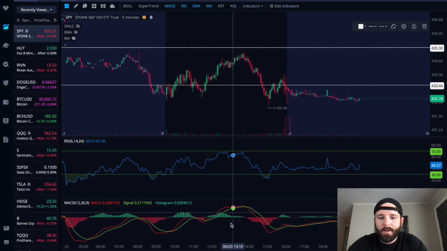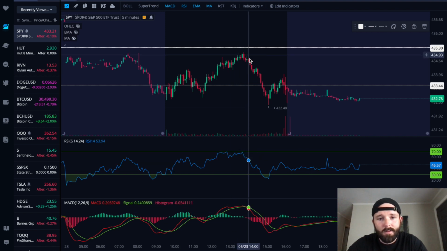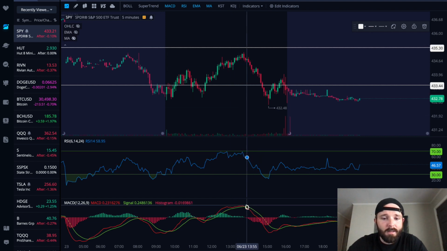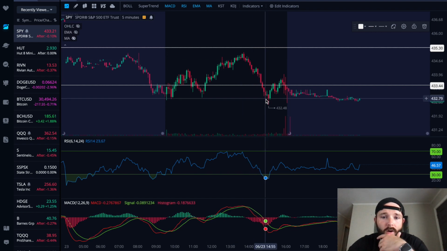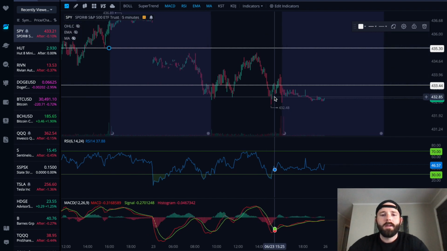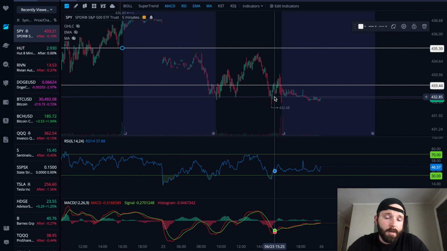We never saw 70 on the RSI, but the MACD did signal as we started this sell. So the MACD crossed here. You wouldn't have lost money if you were still long here, but you could have shorted now, and you could have ridden this down all the way to this 432 level. That's to say that the RSI and the MACD are helpful indicators both on the long time frames and the shorter ones like the 5 minutes.